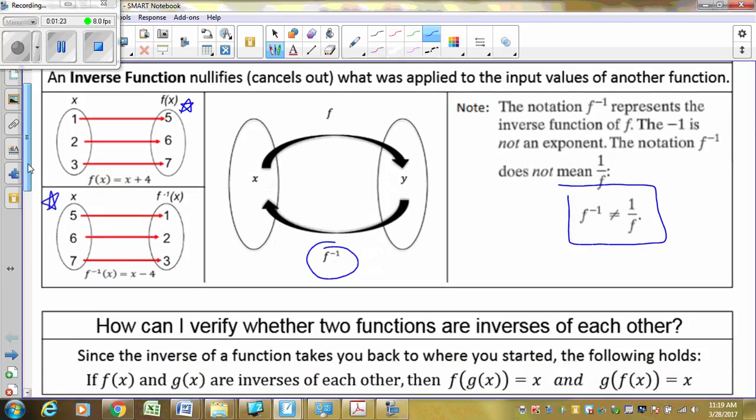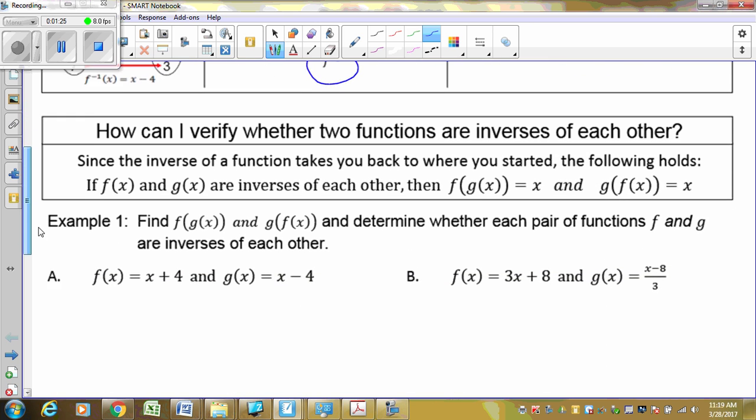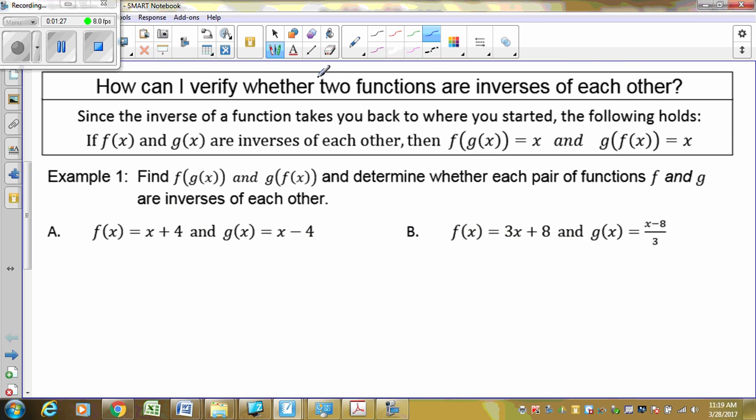Okay, moving on down here, how can we verify whether two functions are inverses of each other? Well, since the inverse of a function takes you back to where you started, the following holds. If f and g are inverses of each other, then f of g of x will simplify down to x, and the same goes for g of f of x, it will simplify down to x also.